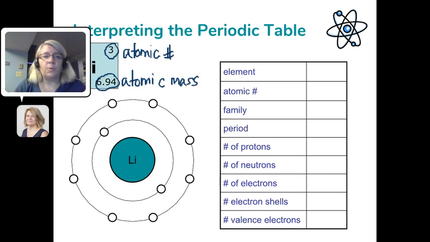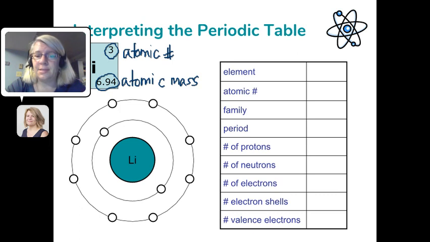The atomic number is always going to be the smaller of the two and is always an integer. So that helps you to distinguish between them. The atomic number is not always on the top. Atomic mass is not always on the bottom. Some periodic tables flip them around, but it is important that you be able to identify which is which.